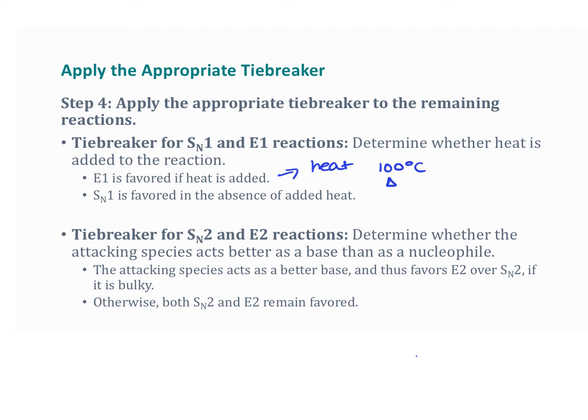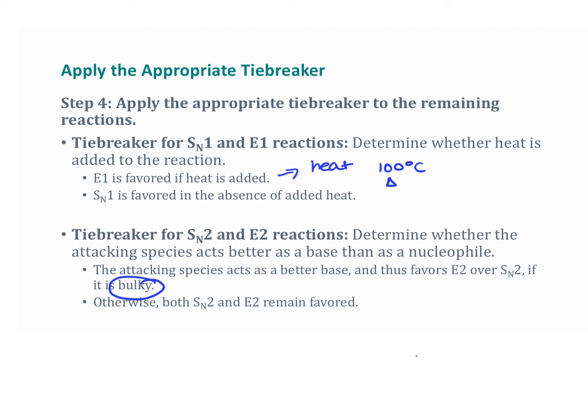Okay, so we've talked about the tiebreaker for SN1 and E1 reactions, but let's talk about the tiebreaker if you just have SN2 or E2 reactions left. You need to determine whether the attacking species acts better as a base than a nucleophile. The attacking species is going to act better as a base, and it's going to favor E2 over SN2, if it's bulky, right? Otherwise, both SN2 and E2 remain favored, and so we could actually get a mix of products. Bulky is the word here that you need to look at. So you may not narrow it down to one, it may be two, right? And we may get a mix of products.